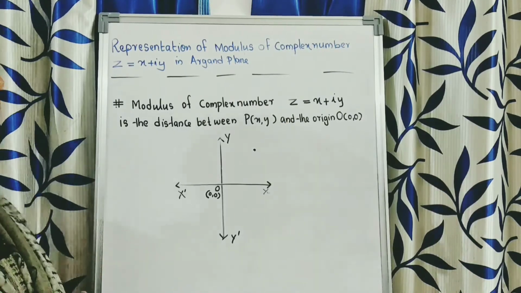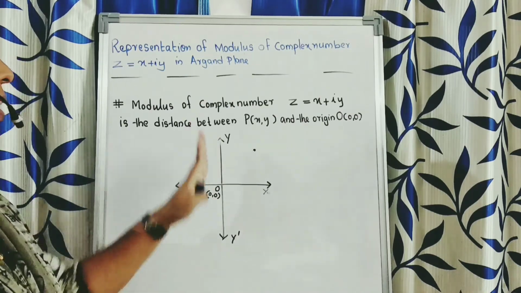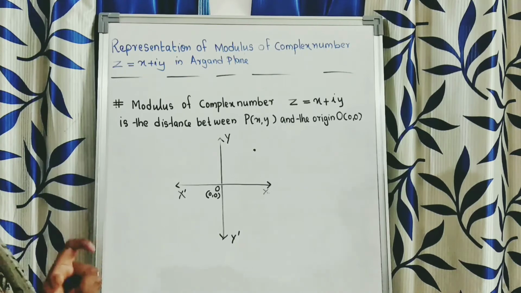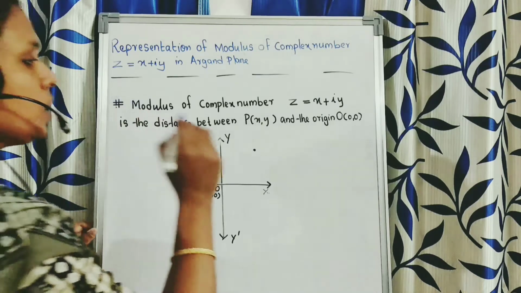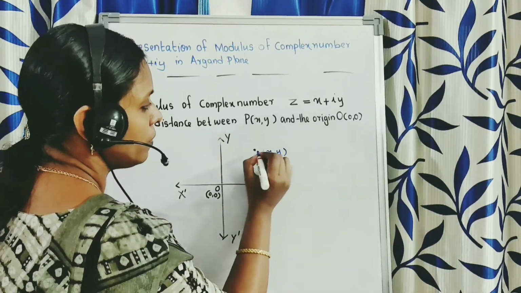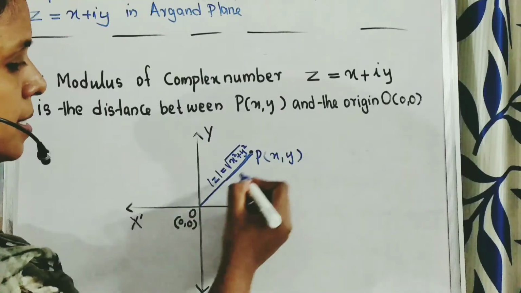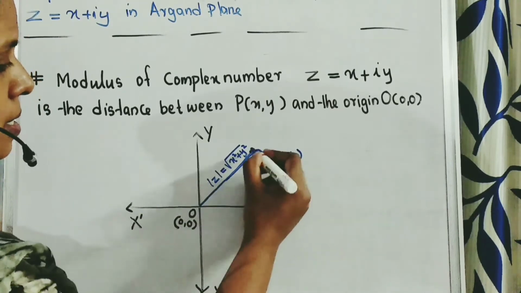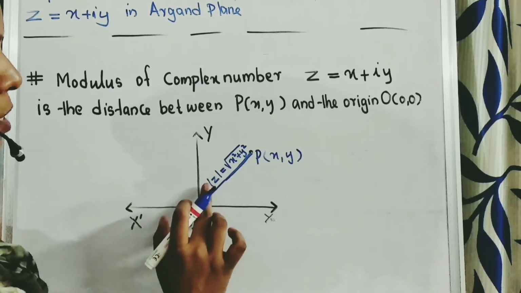First we draw the x-axis and y-axis. The x-axis is the real axis and the y-axis is the imaginary axis. Here the complex number z equal to x plus iy can be represented as the ordered pair x, y. We give it the name P, that means P of x, y. This distance from the origin 0, 0 to P of x, y is known as the modulus of the complex number, which can be represented as mod z.